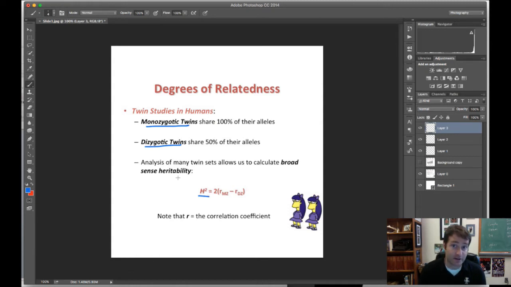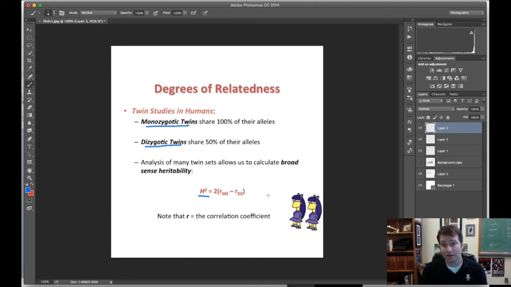Now recall, broad sense heritability includes the effect on phenotypic variance due to additive genetic variance, dominance genetic variance, and epistatic genetic variance. So broad sense heritability is less useful for predicting the outcomes of things like selection experiments, but it still does give us an estimate of the degree to which the phenotypic variation among humans can be attributed to variation among genotypes.